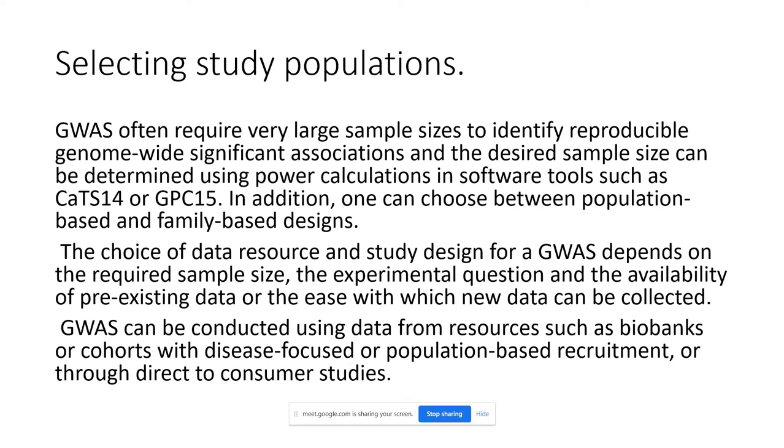One can choose between population-based and family-based designs. A population-based study is done on a large scale, and then there are family-based designs. So we can say a family-based study is at the micro level.